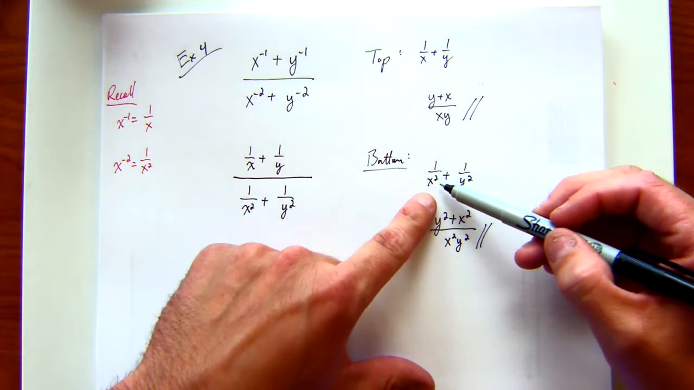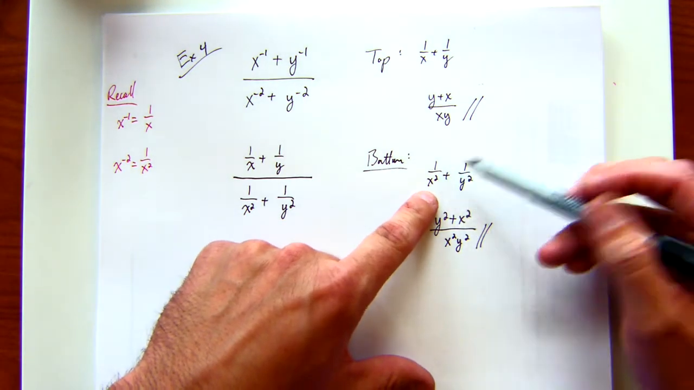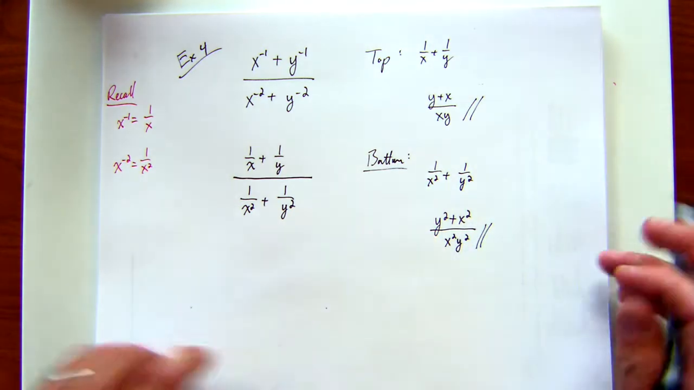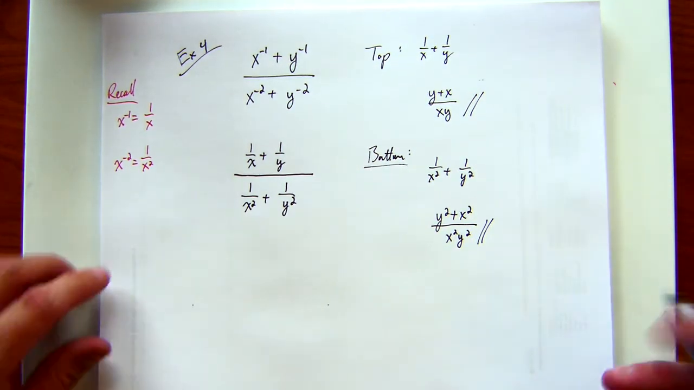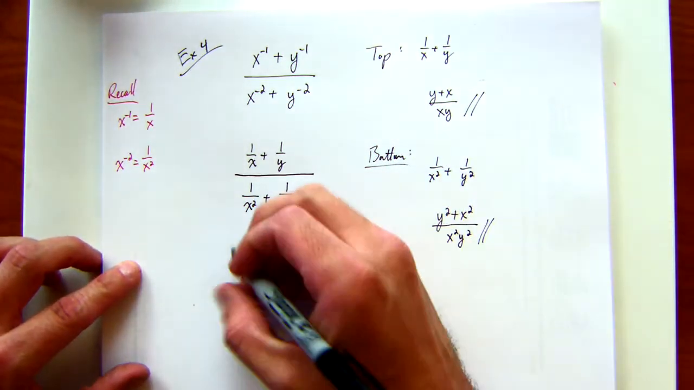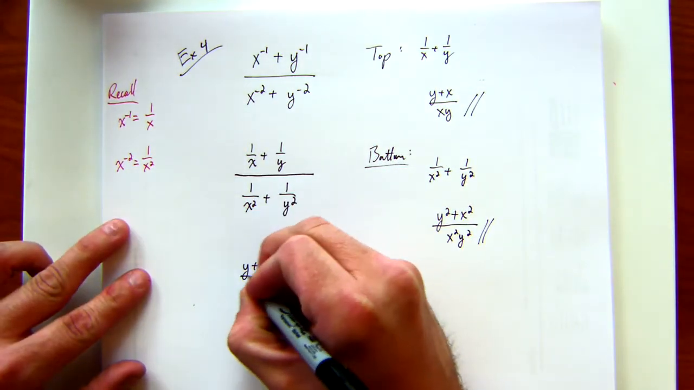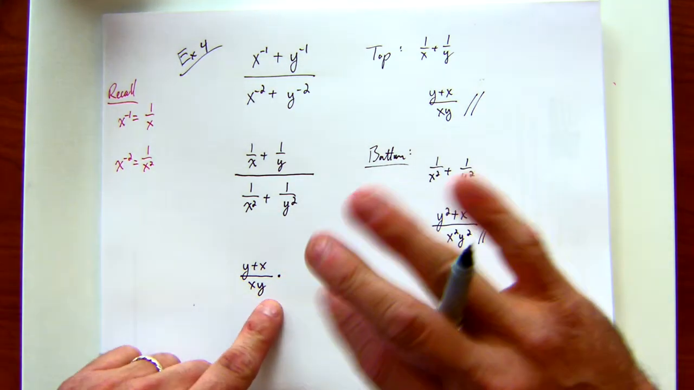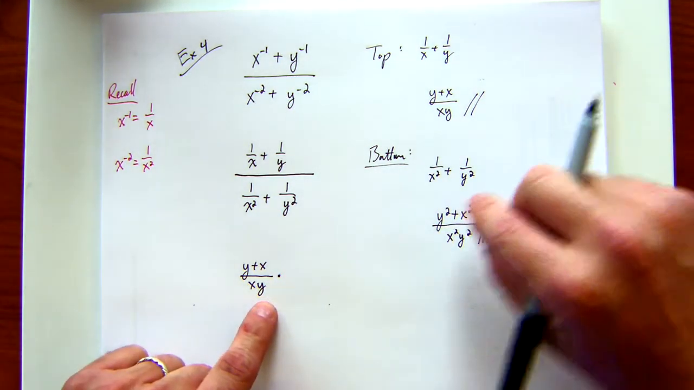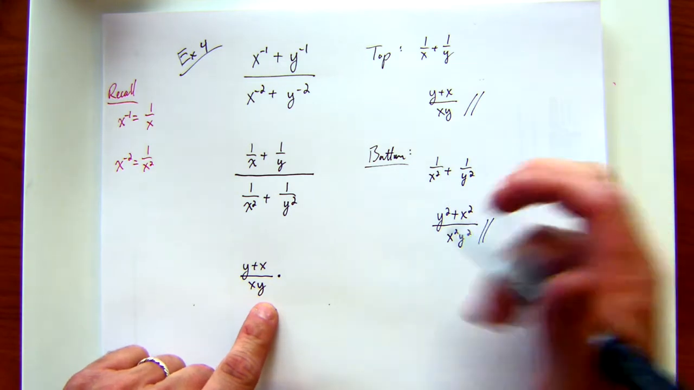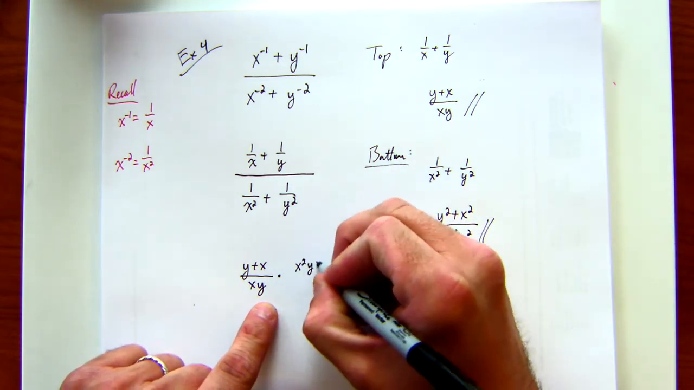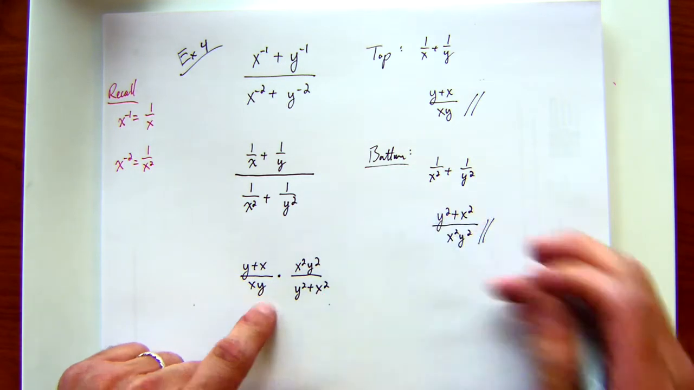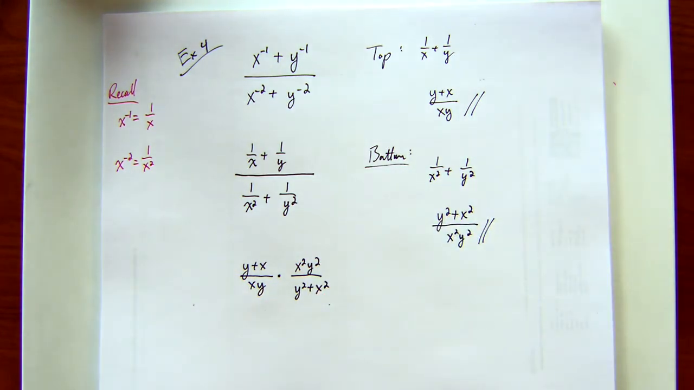Again, I got a common denominator. I multiplied this one by y squared, multiplied this one by x squared, add up the tops, keep the denominators. Finally, top divided by the bottom, this is y plus x over xy times, I'm going to go ahead and skip writing that division step, and go ahead and multiply it by the reciprocal of the bottom. So x squared, y squared, all over y squared plus x squared. Everybody okay so far?